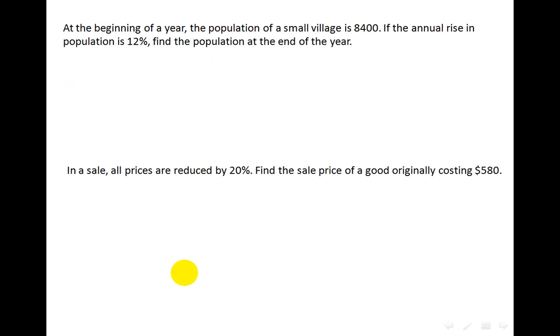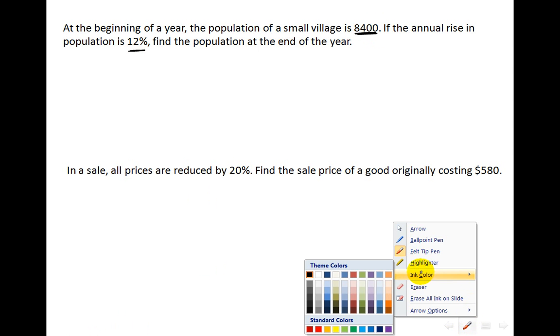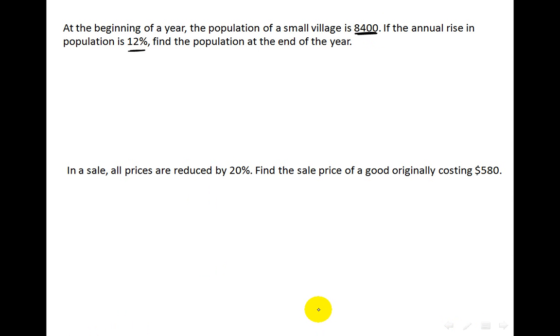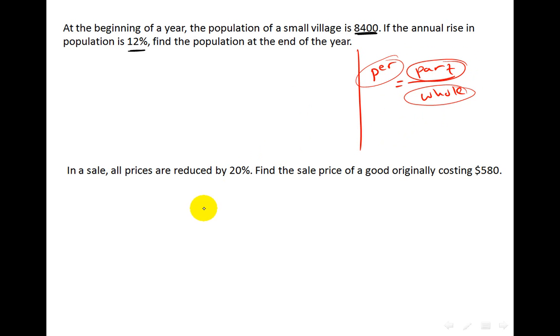Okay, another question. At the beginning of a year, the population of a small village is 8,400. If the annual rise in population is 12%, find the population at the end of the year. So here, I can give you also another formula if you want. You have percentage equals part over whole, by the way. So sometimes you can even apply this formula if you want. This is like principal, this is like the base, this is like the percentage, but I'm left just with the 100. And you can work with that.